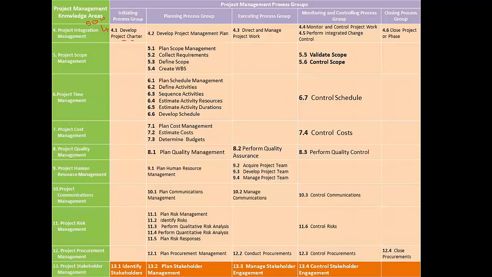Next, we identify all the stakeholders as part of process number 13.1, Identify Stakeholders. The outcome of this process is a stakeholder register, which not only identifies the stakeholder but also analyzes the stakeholders in terms of their level of influence and their impact on the project. So these are the two processes we have in initiation process group.